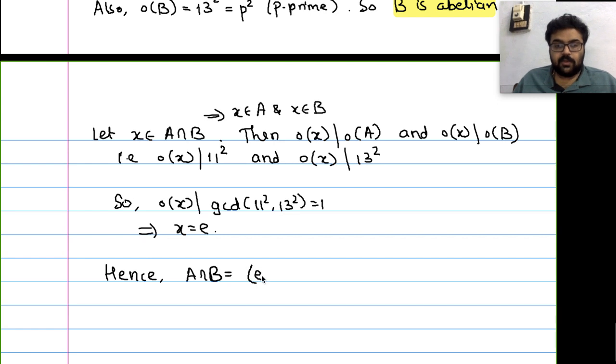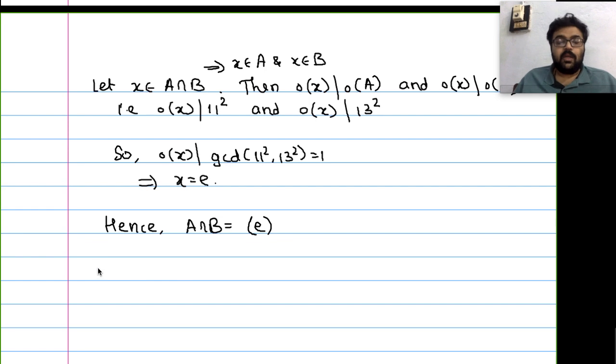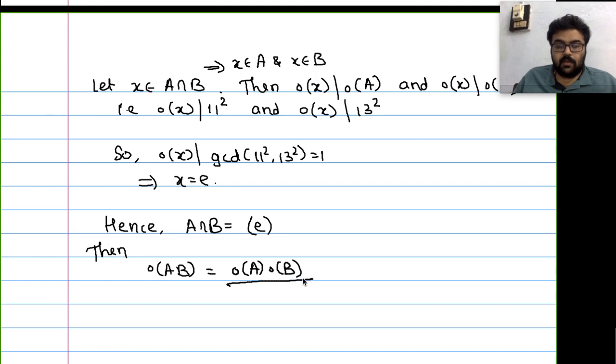Herstein's notation writes it like this: generated by a singleton identity, which is the same as the singleton identity. So now what is the order of AB? The order of AB is the order of A times the order of B upon the order of A intersection B, which is 1. So order of A times order of B upon 1.